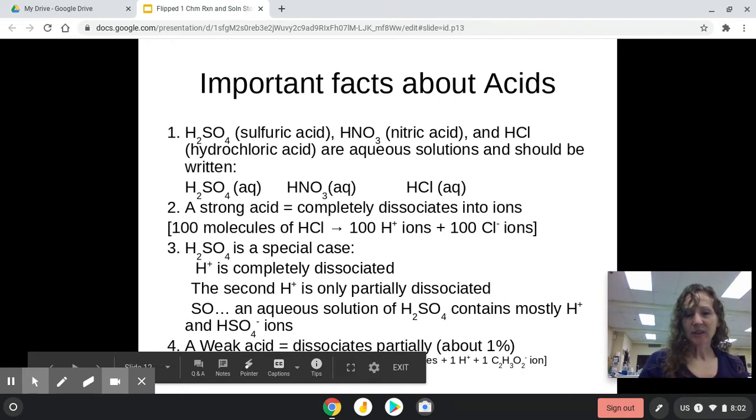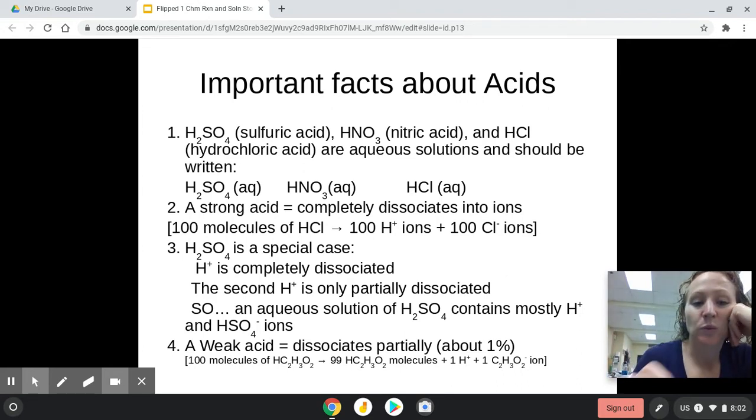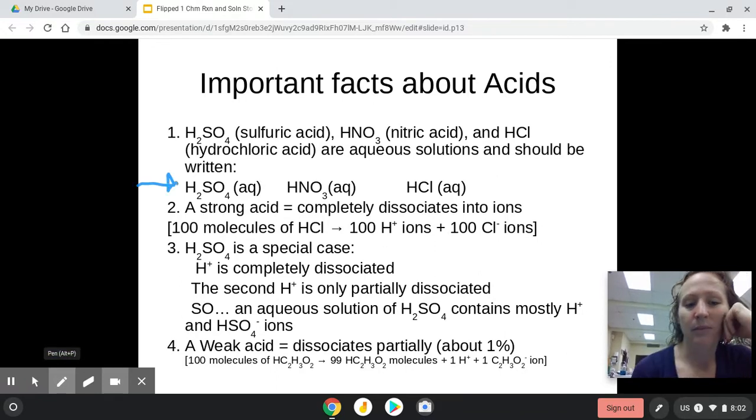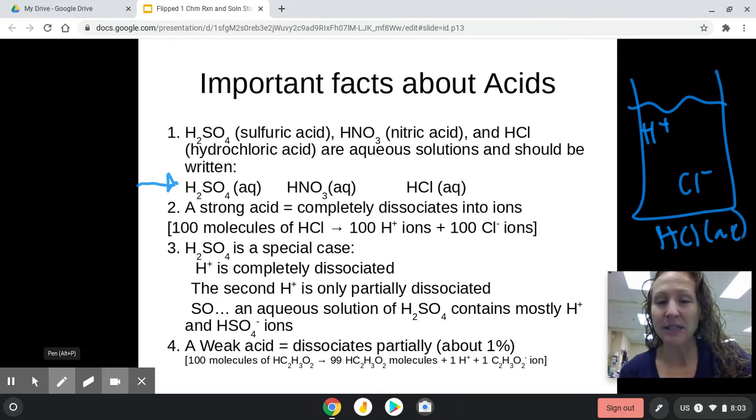Okay. Couple important facts about acids. When they are dissolved in water, they are written as aqueous solutions. And so you write them as the molecule with aqueous behind them. Even though in the solution, HCl, for example, exists as H plus floating around and Cl minus floating around, we would still label this solution as HCl aqueous. It's a little deceptive.